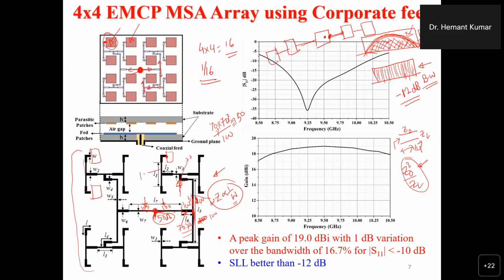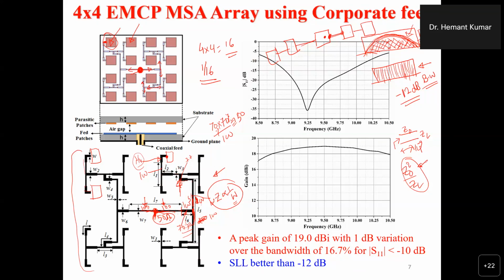So suppose this is 100 ohm, you have to use a lambda by 4 quarter wave transformer whose characteristic impedance should be such that the impedance seen here must match with the impedance of the patch or the unit element. In this way you can design. There are a number of ways to design this feed network. I just gave one example: you can convert 50 to 100 ohm, and you can use a lambda by 4 quarter wave transformer.